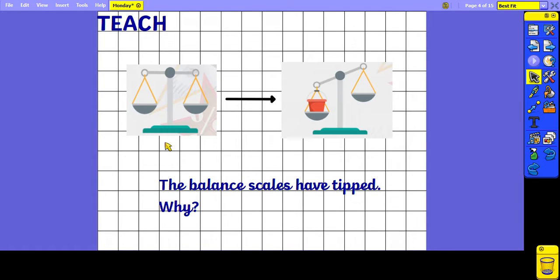Here we've got a picture of a balance scale in its starting position. So we can see that both sides start off level and balanced. However, when we add an object onto one side, it causes that side to move down, and that's because the object has a mass. The other side moves up. Looking at this picture, we can see that the side with the bucket on is heavier than the other side.